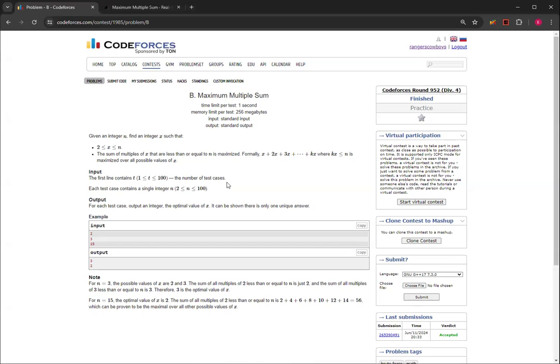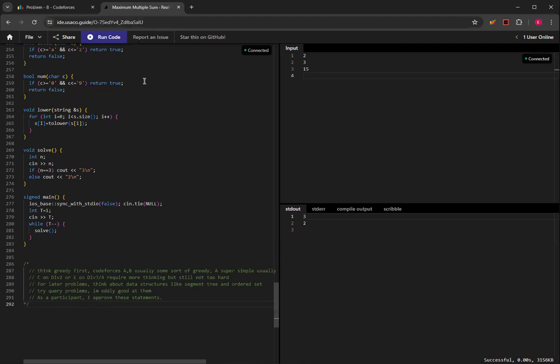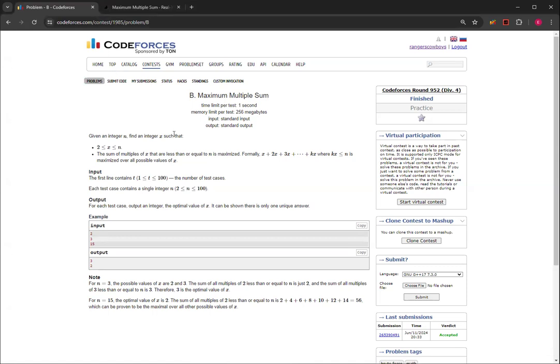But there's also a very straightforward greedy way. If you just do a little bit of math, n equals 3 is the only case where the answer is not going to be 2, where it's going to be 3. Otherwise, the answer is always going to be 2. We can think about it because, for example, if n equals 4, then 2 will always have a higher k value than any other number.